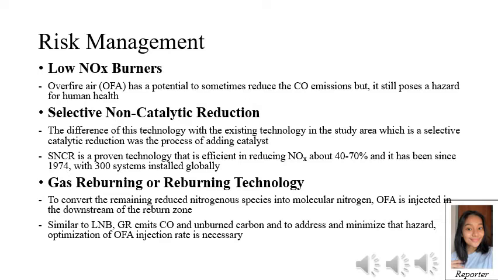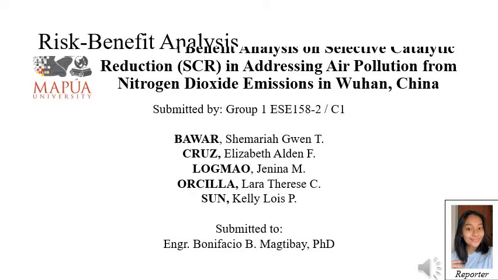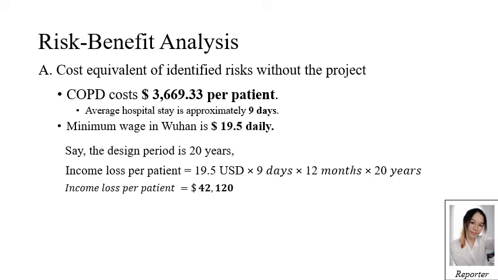Gas reburning technology reburns NOx from the primary zone of boilers and converts it into molecular nitrogen and other reduced nitrogenous species. To convert the remaining reduced nitrogenous species into molecular nitrogen, OFA is injected downstream of the reburn zone. Similar to LNB, GR emits carbon monoxide and unburned carbon, and to address and minimize that hazard, optimization of OFA injection rate is necessary. We will now discuss the risk and benefit analysis of this case study.